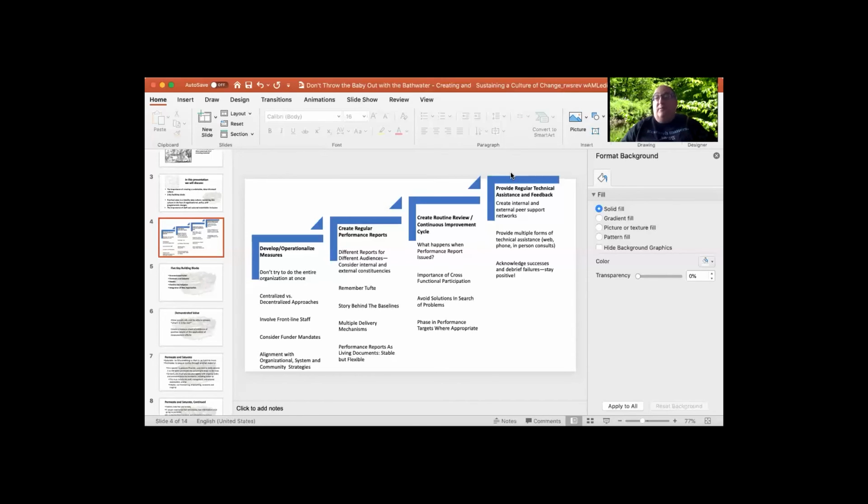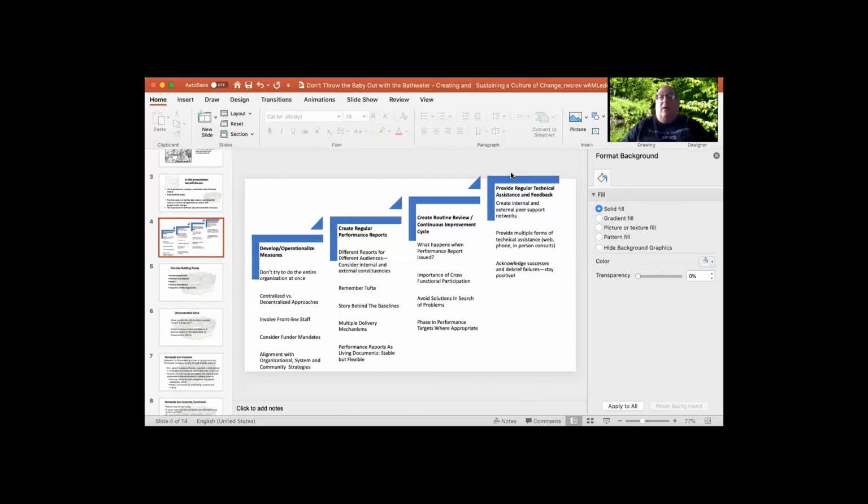You also want to provide multiple forms of technical assistance. So we're talking about maybe a glossary and some frequently asked questions on the web, or you could also have the ability to do phone or Zoom contacts. And then the ultimate kind of technical assistance, of course, is in person, helping to work through a particular performance issue or interpretation issue of a performance measure.